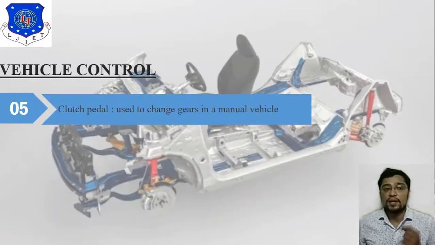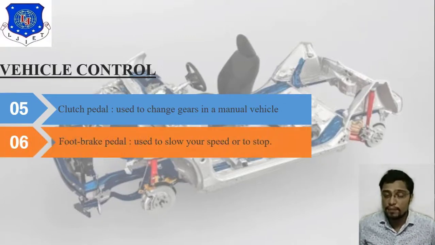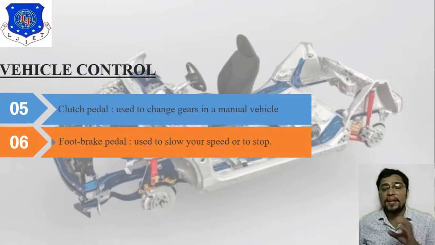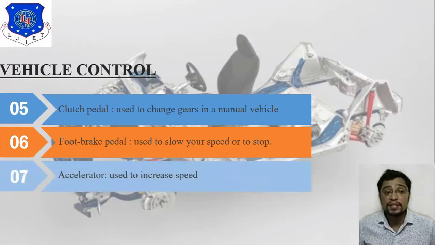Next one, that is the clutch pedal. It is used to change gear in a manual vehicle. Next one, that is the foot brake pedal. It is used to slow your speed or to stop. We all know that. And next one, that is the accelerator. It is used to increase the speed.